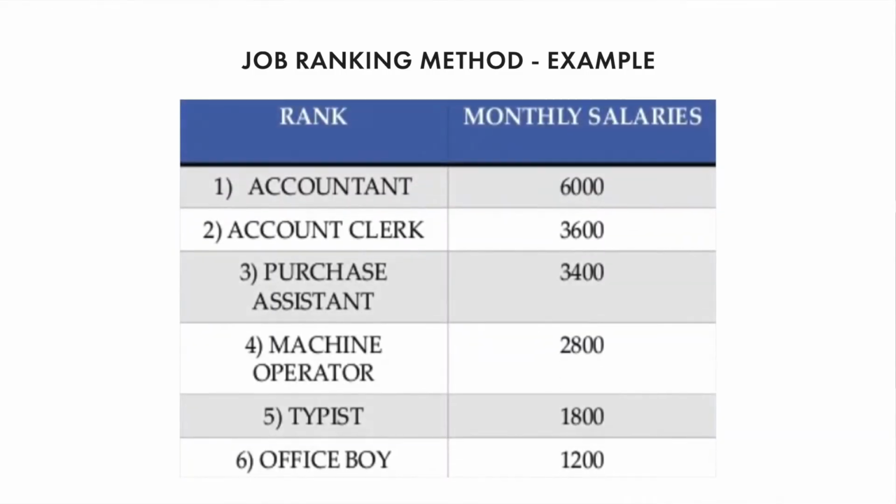In the second stage of the job ranking method, you rank key jobs based on the monthly salaries. Or you can also use some other criteria to rank these jobs. And later on, when you're done with the ranking of your key jobs, then you move ahead and rank the other jobs remaining. And next we have the job classification method.